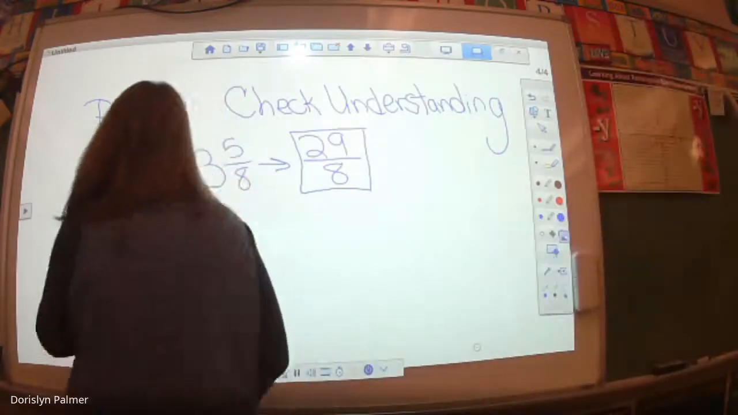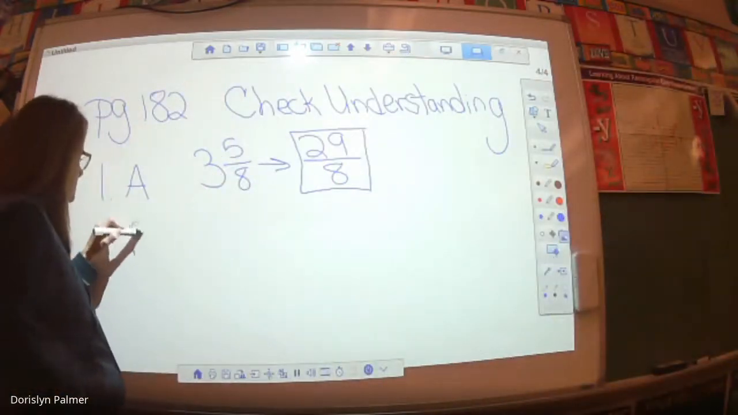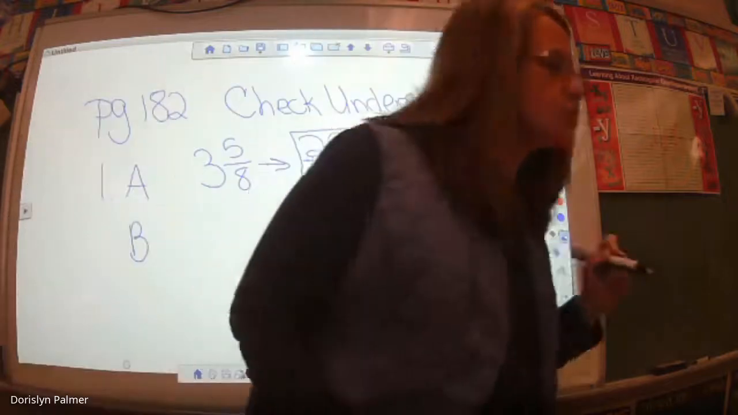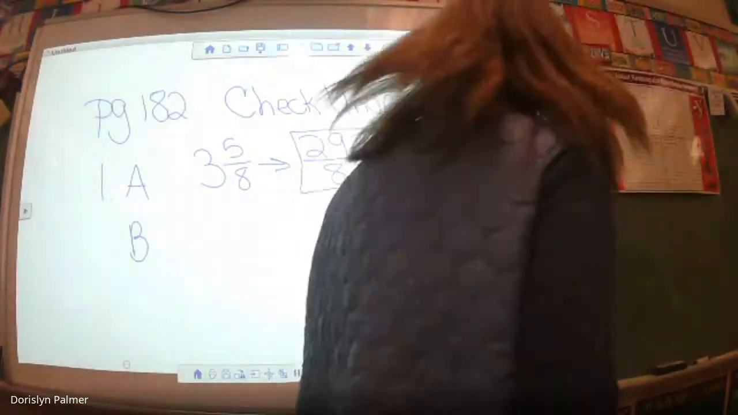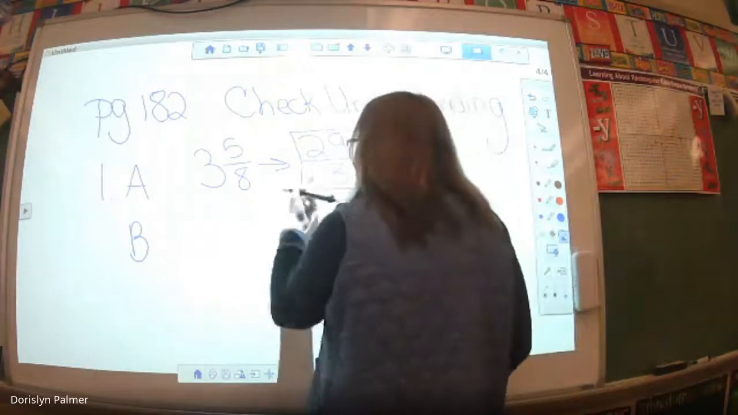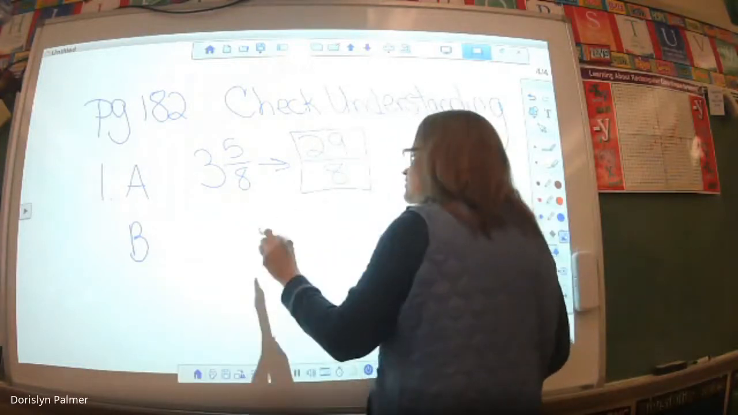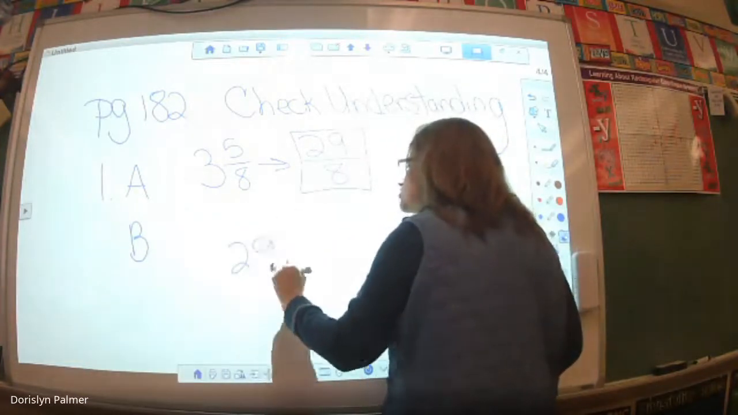Write this number as a decimal. This must be part B, because I think it's all number 1. Yeah. Write it as a decimal, 29/8. So if I want to write a fraction as a decimal, I have to do that division.